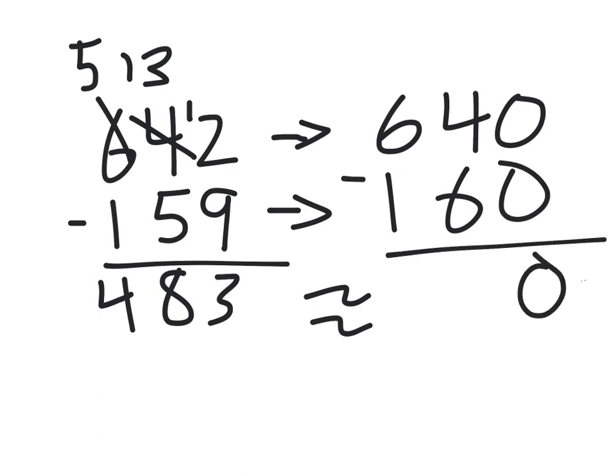4 tens minus 6 tens. You can't do it. So we've got to turn that 6 into a 5. That becomes a 14 minus 6 is 8. And 500 minus 100 is 4. 480 is really close to 483. Is that a little bit more comfortable of an estimate? Yeah. Okay. All right. Nice job.